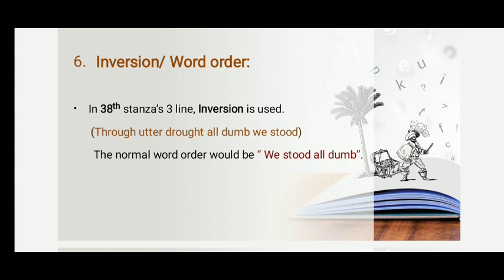The sixth literary device in the third part of this poem is inversion or word order. In the 38th stanza, third line, inversion is used as "Through utter drought all dumb we stood." Here the normal word order would be "we stood all dumb."